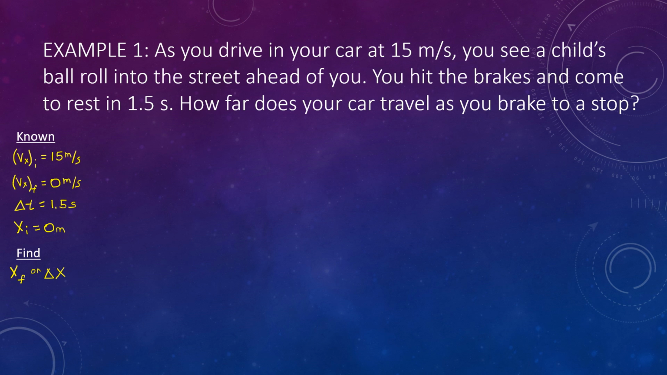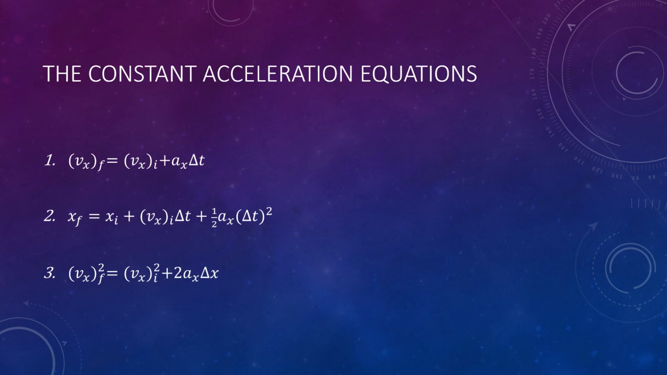So at this point, what you should do once you have your knowns and your finds, and you're ready to solve, you look at those 3 main equations and figure out which one applies here. So, let's go back and look at these. We're looking for a position, x final, or the displacement, delta x. Recognize that in equation 2, we do have the position x final, and in equation 3, we have a delta x. So that's good. We could technically, in theory, solve either of these equations then.